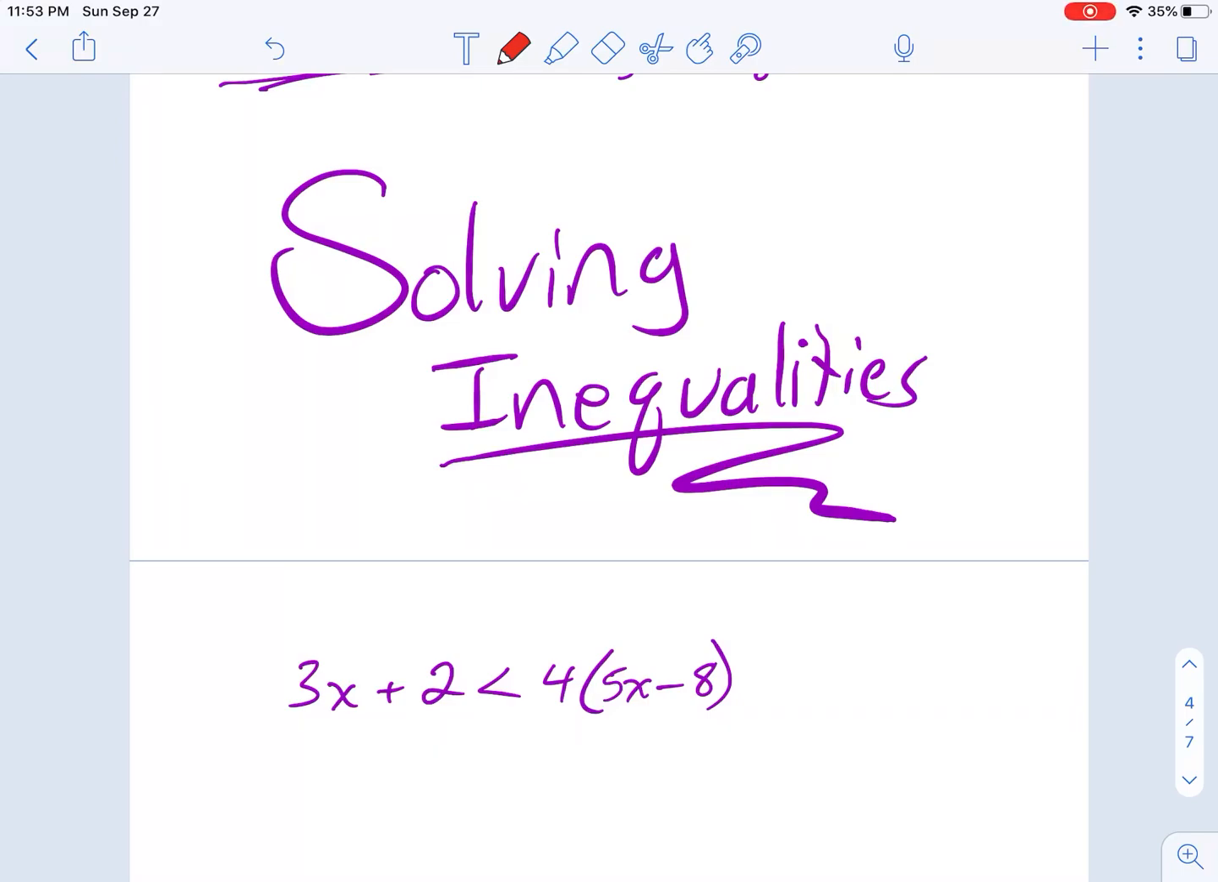Let's talk about solving inequalities. The nice thing is it's nearly identical to solving equations, so we could just imagine that this is an equal sign. But actually, it's got one complicated little detail.